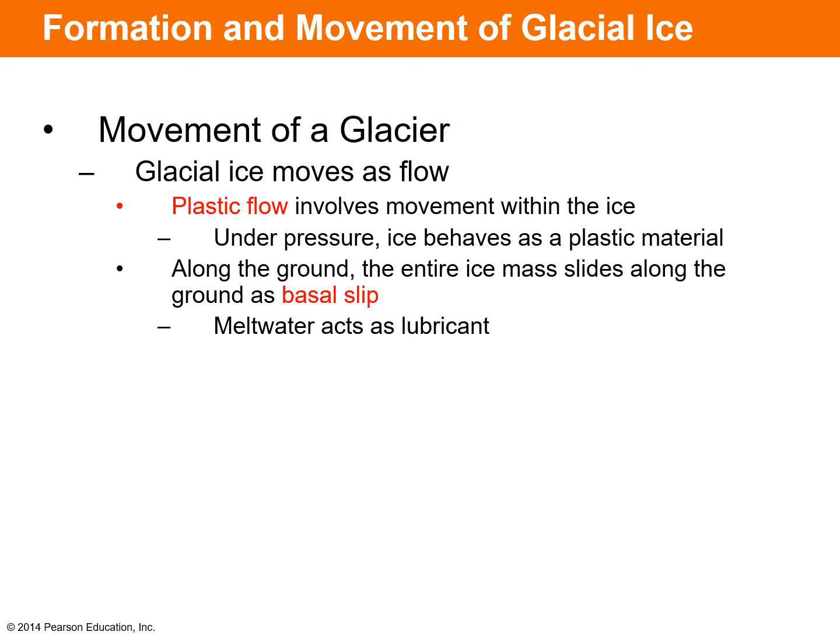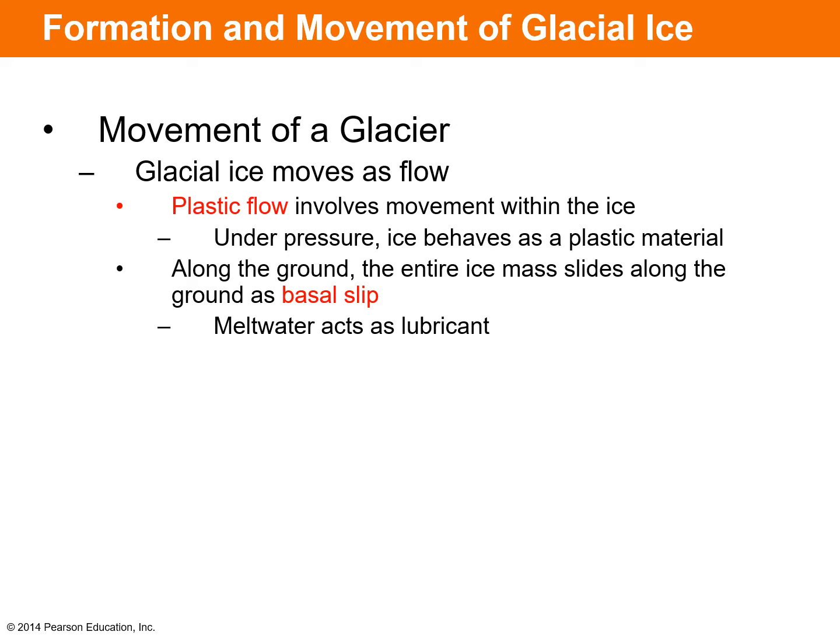So glacial ice moves as plastic flow, and plastic flow involves movement within the ice. So even though it's solid, there still is movement within the ice. And under pressure, ice behaves as sort of a plasticky material. And for those of us who have interacted with plastic, which is probably just about everybody, you can note that most plastic can be bent.